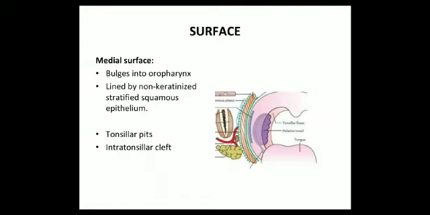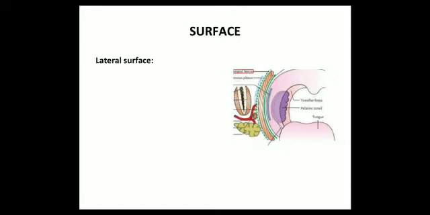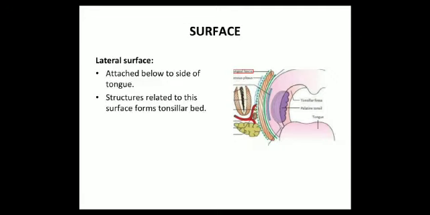So, this represents the development of the palatine tonsil. The larger cleft is known as the intertonsillar cleft. That is nothing but the clefts, or the embryonic folds. The lateral surface is attached below to the side of the tongue. Structures related to this surface form the tonsillar bed.